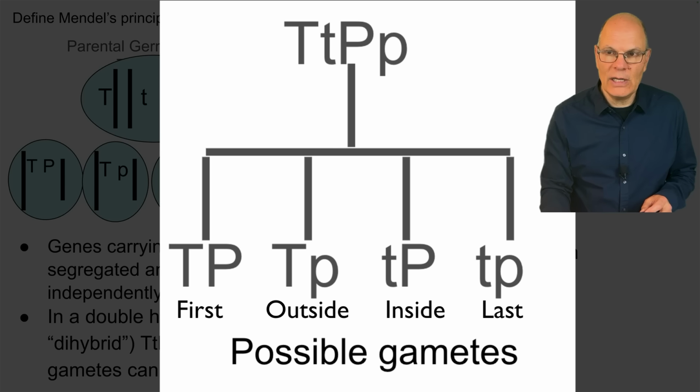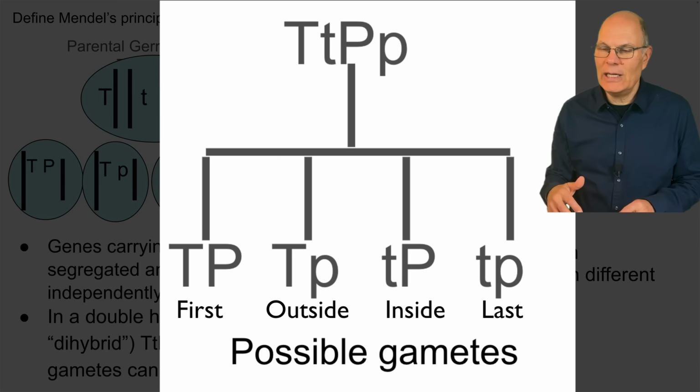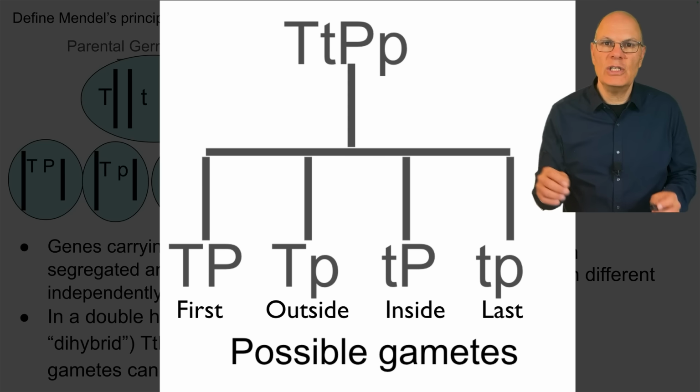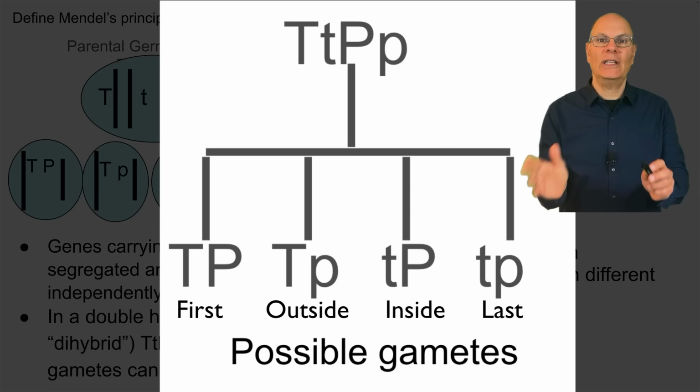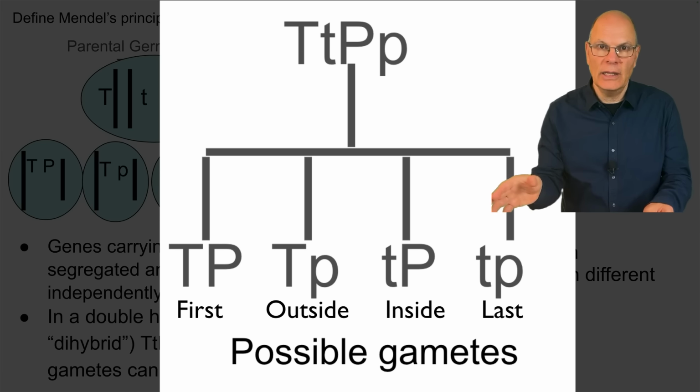So 4 gametes can come from a dihybrid organism. This is limited to genes that are found on different chromosomes. The game completely changes when those genes are on the same chromosome, and we'll deal with that later.